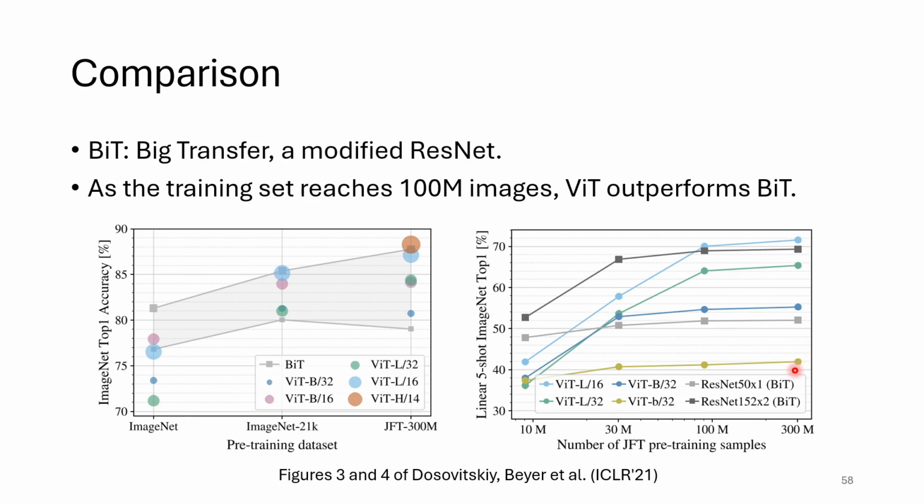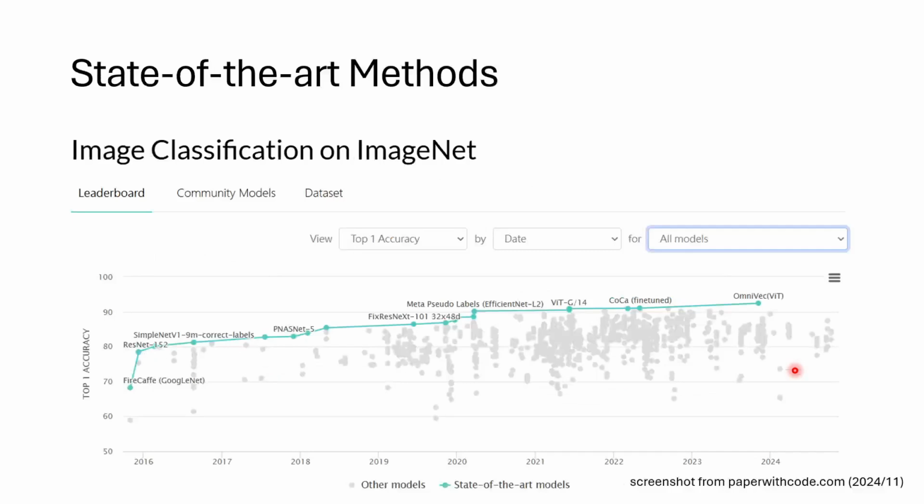So what does it mean? The vision transformer is a method that requires a huge number of images. If they can get those images, they will perform well. Otherwise, they don't work very well.